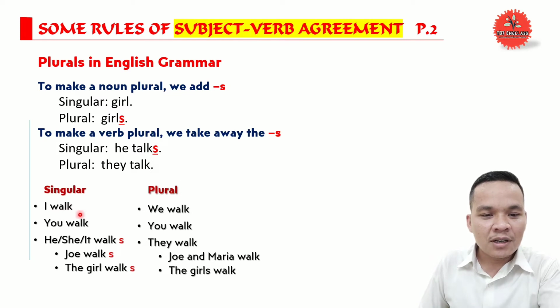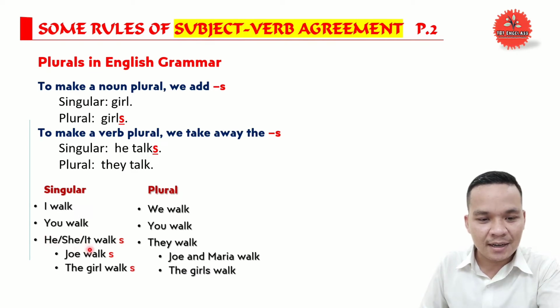See this one. Singular, I walk. Plural, we walk. You walk, you walk. But actually this one, the third person singular, you have passed in the previous video. The subjects we are talking about are just 3 types of subject: he, she, and it. This form of verb we call singular: walks, walks, walks. You see here, add s here. But plural, no s.